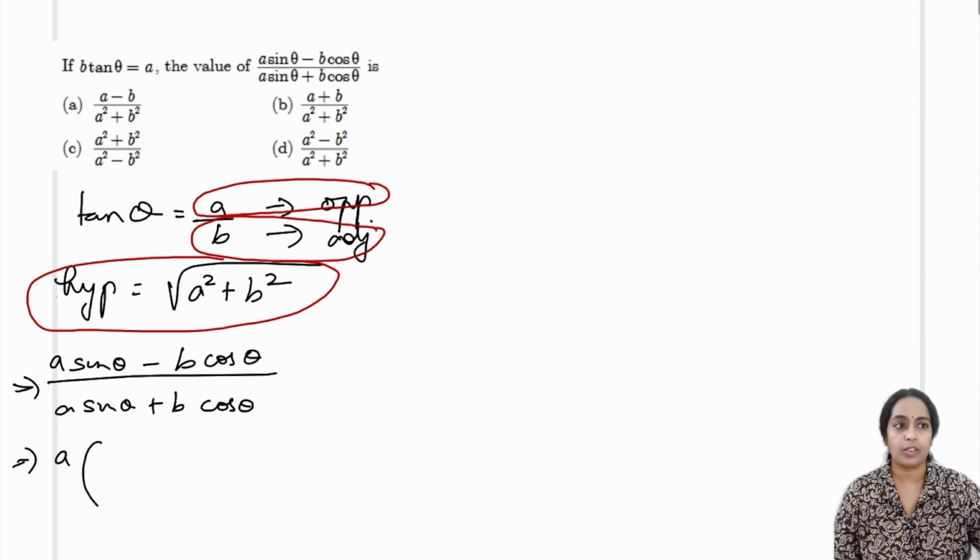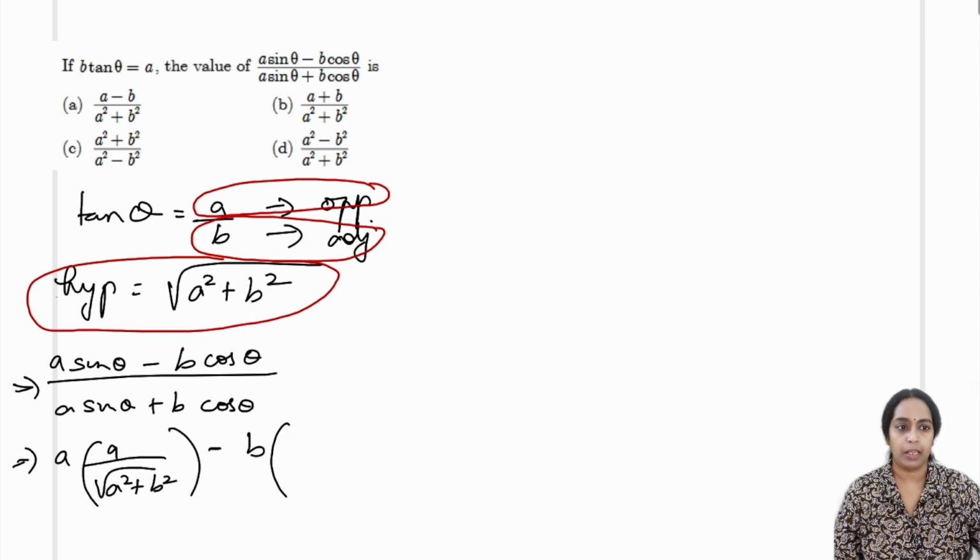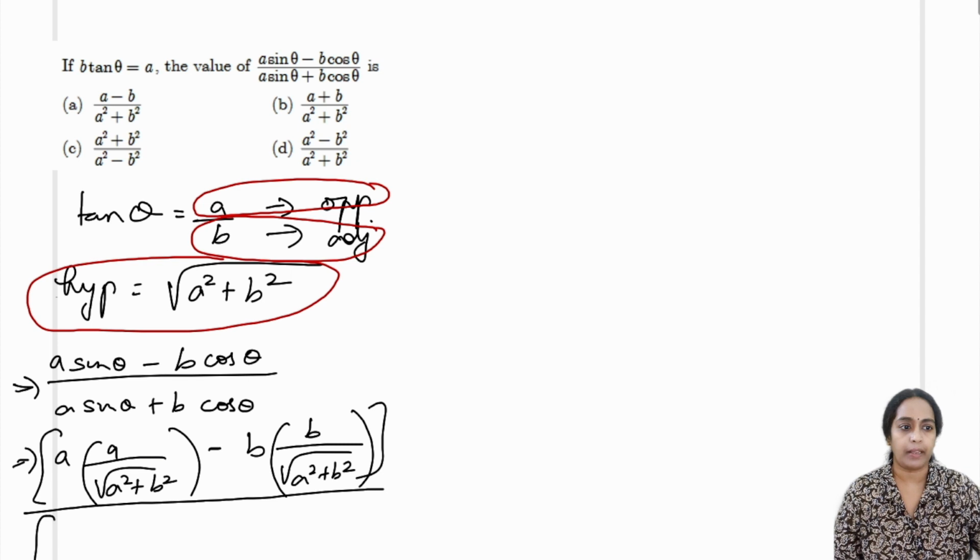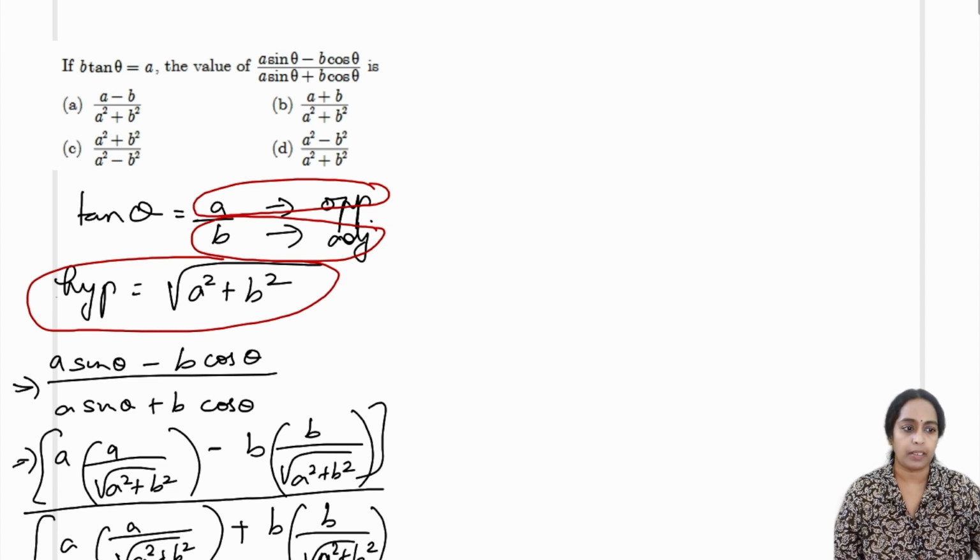So sin is opposite by hypotenuse. So A divided by square root of A square plus B square, minus B of cos theta. Cos theta is adjacent by hypotenuse. So B divided by square root of A square plus B square. This whole thing is divided by again A multiplied with sin theta, which is A divided by square root of A square plus B square, plus, here the sign is plus in the denominator, B multiplied with B divided by square root of A square plus B square.